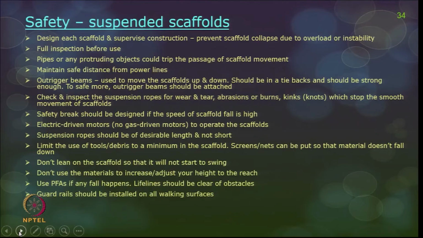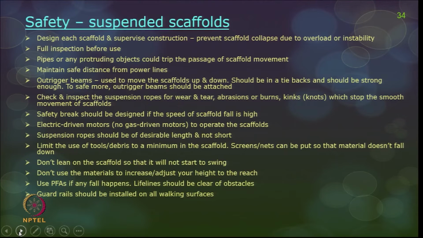And outrigger beams are the beams from which the entire scaffold is hanging, and which are used to move the scaffolds up and down. The tie back should be strong enough, and it should have a strength of 2 times or 4 times the maximum intended load of the scaffold, along with the people, material and equipment. To be safe, these outrigger beams should be very rigid and attached to a particular place.